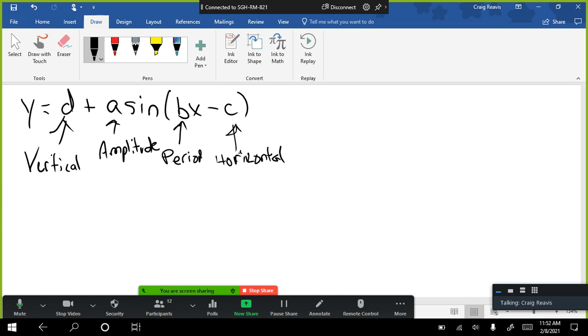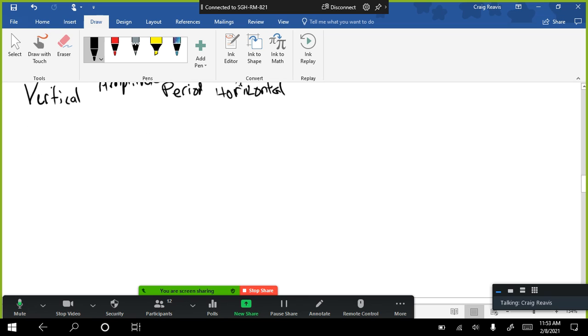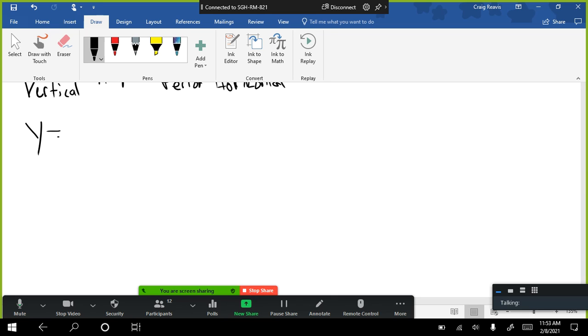And whatever that number is, it just shifts it up or down. A positive shifts it up. A negative shifts it down. Okay? The amplitude stays the same, and we'll show you what you got to be careful with on that. So let's look at an example of this. Y equals 2 plus 3 cosine of 2x.